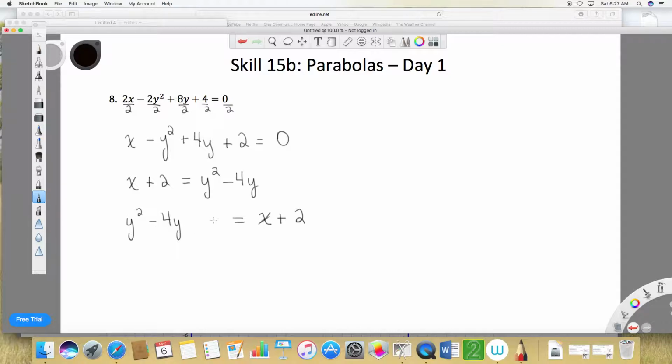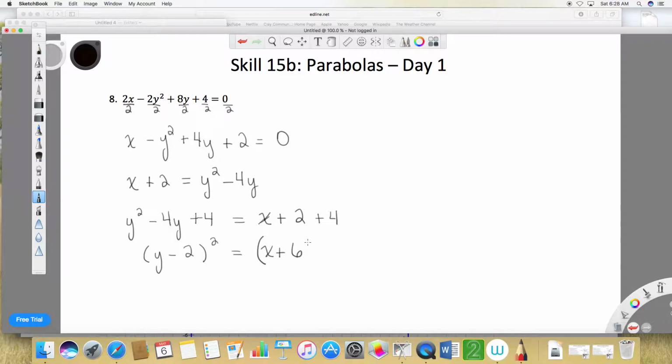Half of negative 4 is negative 2, but when I square that negative 2, I get a positive 4. Adding that amount makes the left-hand side a perfect square, and we can factor this to y minus 2 quantity squared. Since I added 4 to the left-hand side, to balance the equation, I'm going to add 4 to the right-hand side, and I get x plus 6.